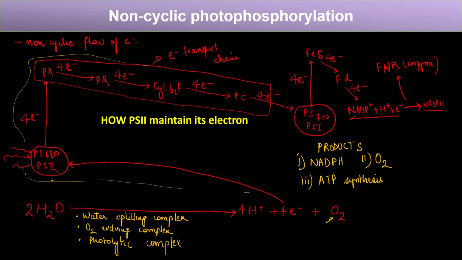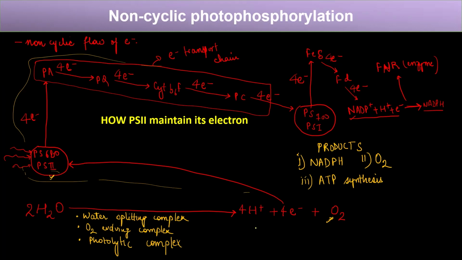So if you remember the PS2 and PS1, where are they located? The PS2 is located in the inner thylakoid membrane, in the non-exposed part that I showed in the last lecture, right? And this PS1 is located in the exposed part, so it is located on the outer thylakoid membrane, okay? And this water splitting is associated with what? PS2, right? So where will this water splitting take place? It will take place on the inner side of the thylakoid membrane, or you can say the lumen side of the thylakoid membrane.